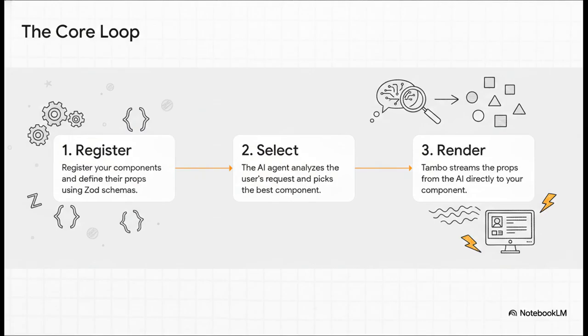Step 2, the AI agent looks at the user's request and says, aha, I know the perfect component for that. And finally, Tambo streams the perfectly formatted props to that component, and poof, it renders on the screen.